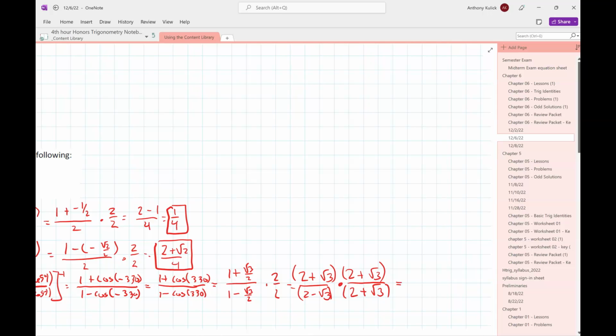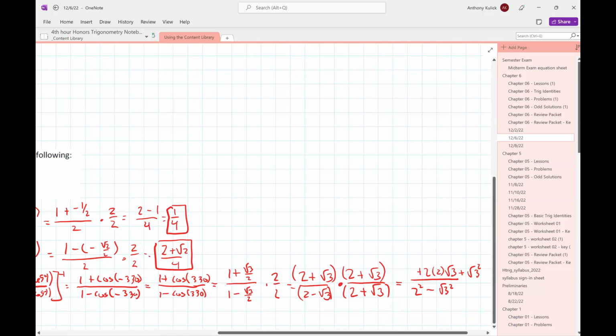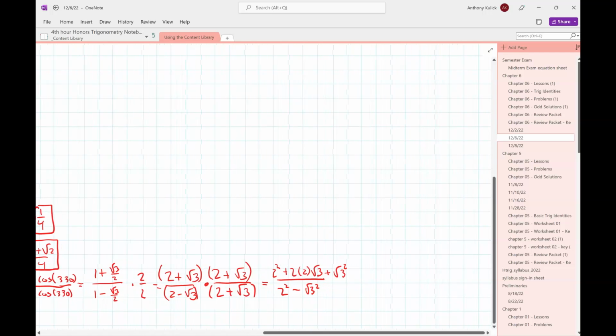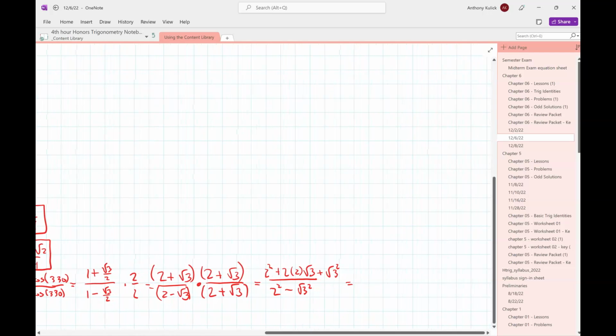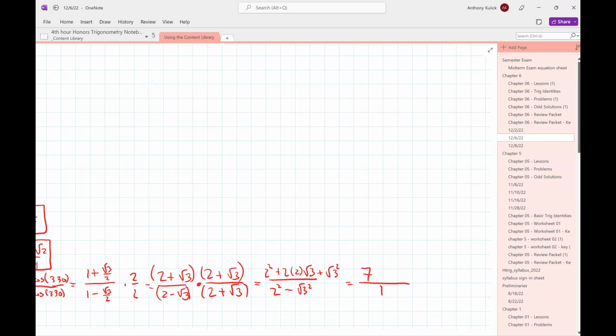So the bottom is easy. That's just a difference of 2 squares. The top, though, we have to FOIL this out. I'll write that as 2 squared. So let's see, 4 minus 3 is 1. I have 4 plus 3, that's 7, plus 4 square roots 3, or just 7 plus 4 square root 3.